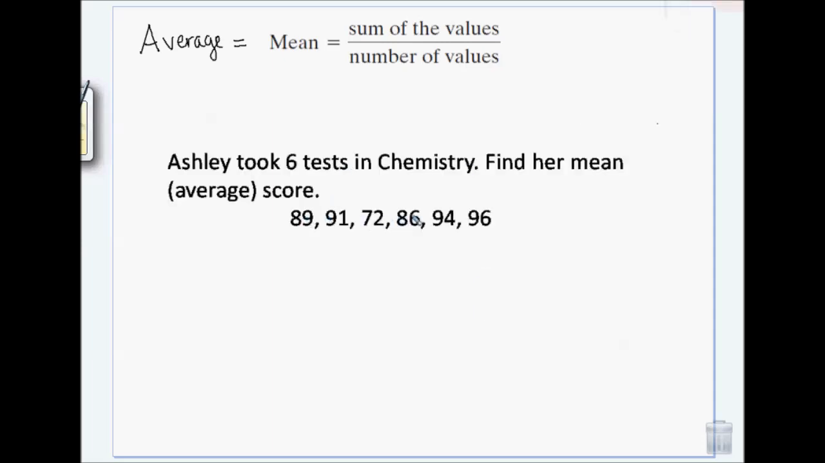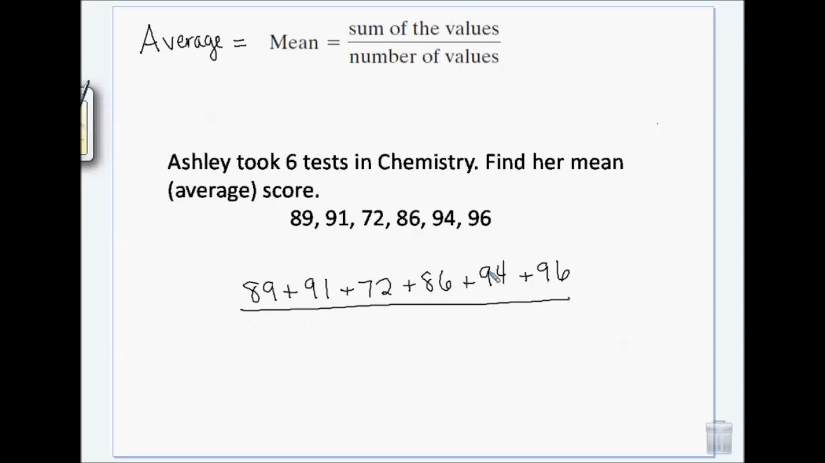So let's say we want to find your average in your chemistry class, and your name is Ashley, everyone. You're all now Ashley. You've taken 6 tests in chemistry, and we want to find your average score. Okay, so we take the sum of the values and we divide that by the total number. Well, there's 6, so we divide that by 6. If you look at that, you're thinking, well, she's got all these 90s, but this 72 brought her way down.